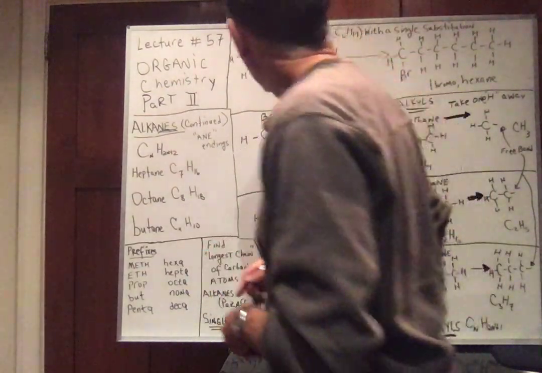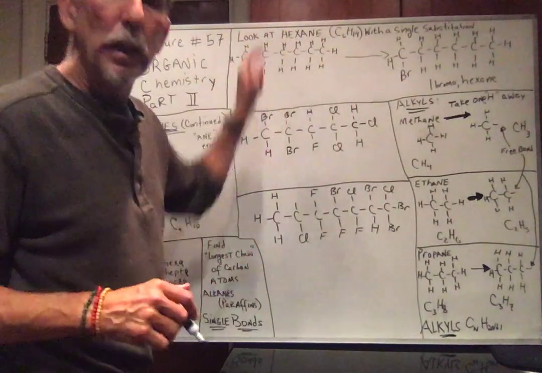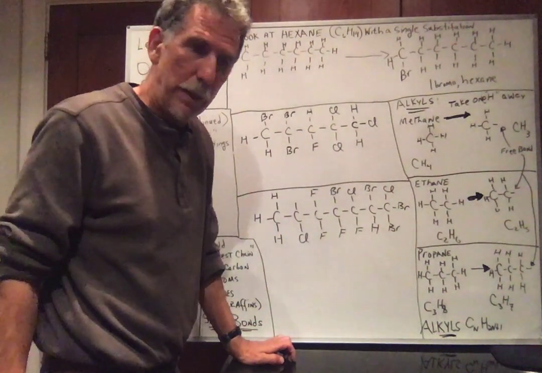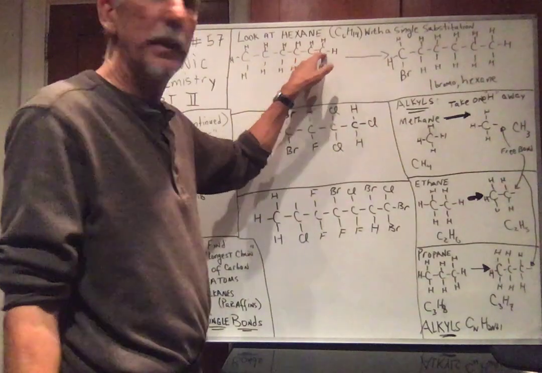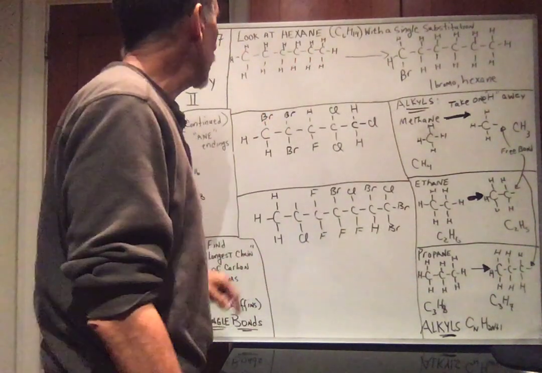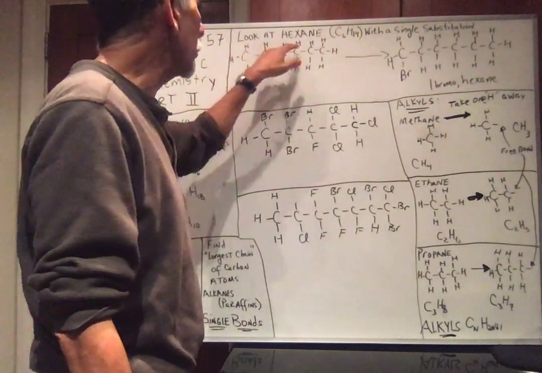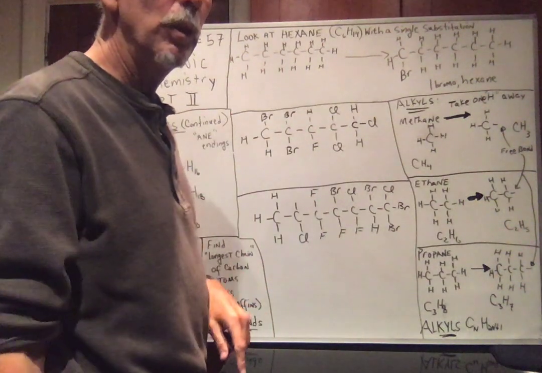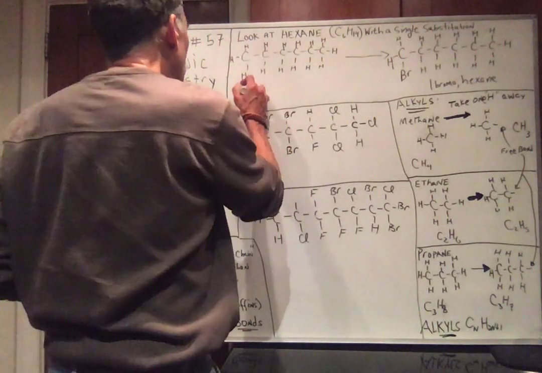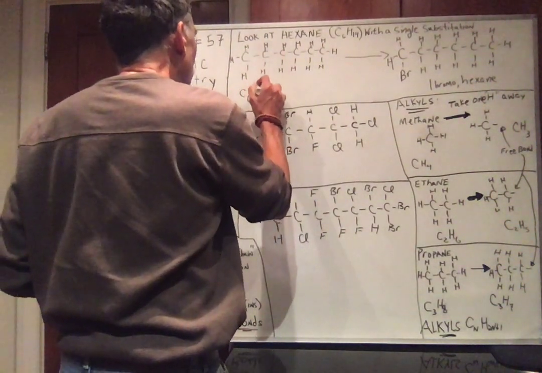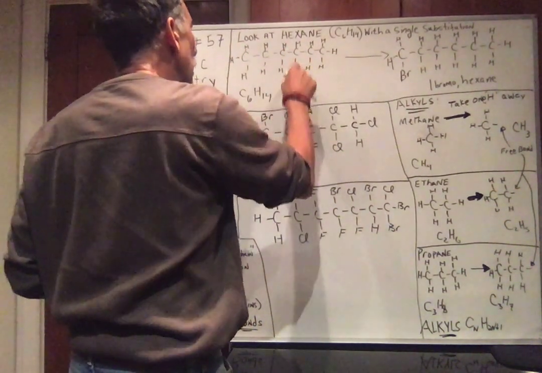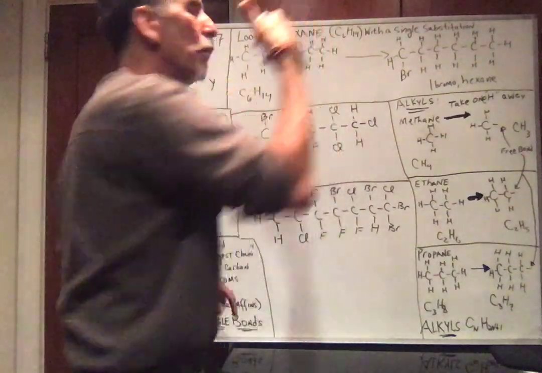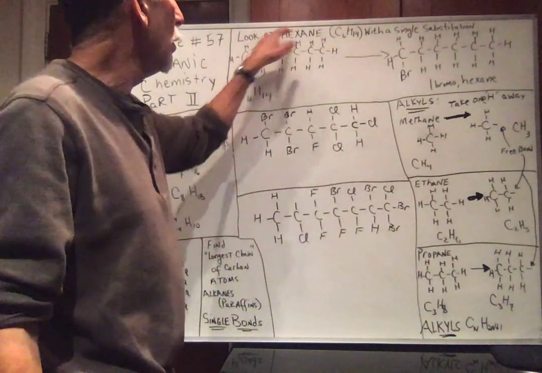So, all right, let's look at hexane. Hex is the prefix for 6, okay? So let's count: 1, 2, 3, 4, 5, 6. Okay, 6 carbons, and so 2 times 6 plus 2 should be 14. So this should be C6H14. Okay, so there's the formula for hexane.